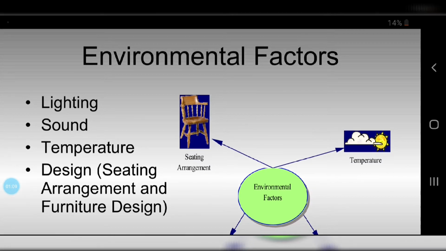So we have the first one, environmental factors. When we say environmental factors, this refers to the lighting, sound, temperature, and design. For example, some people need to study in a cool and quiet room, and others cannot focus unless they have music playing and it is warm. So that's for the environmental factor.